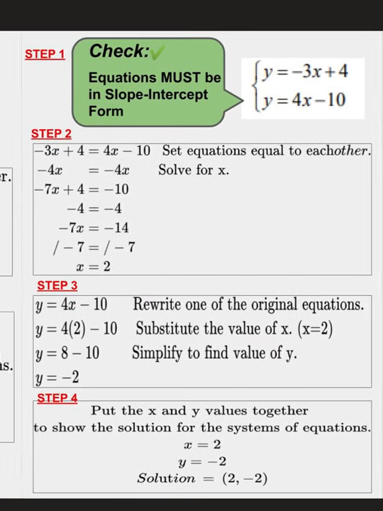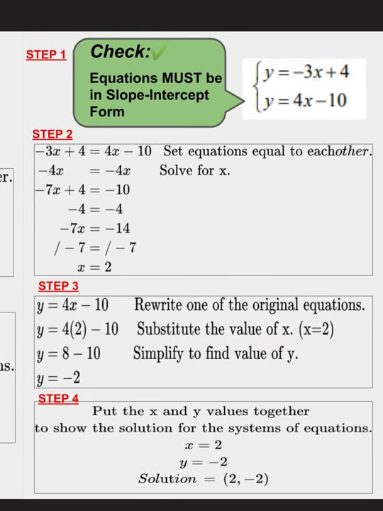Looking at another example, now I have these two equations, y equals negative 3x plus 4 and y equals 4x minus 10. They're both in slope-intercept form, so they're good. Now I'm going to set the equations equal to each other, so negative 3x plus 4 and 4x minus 10. I'm going to solve for x. Now move my x term to the left, subtracting 4x. Then I'm going to subtract 4 and get negative 7x equals negative 14. Divide both sides by negative 7, and the x value is 2.